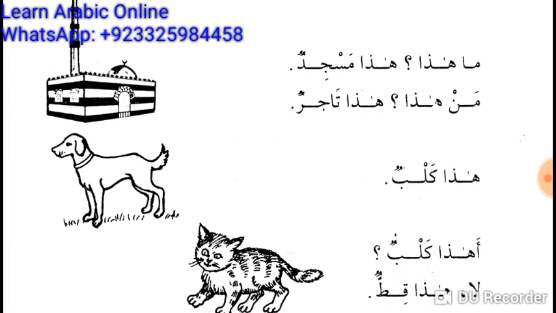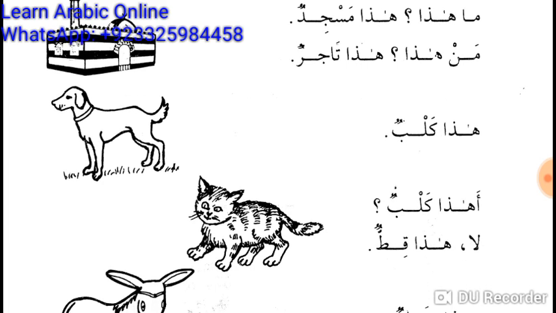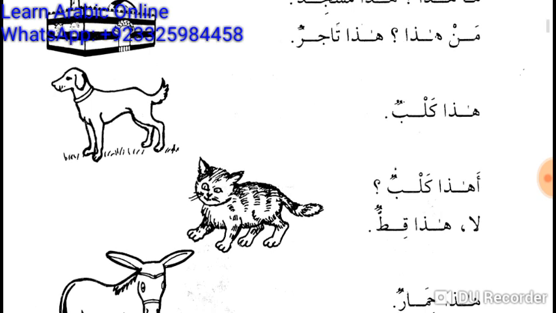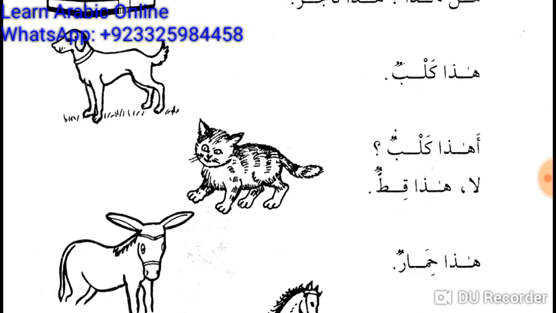Okay. Haza kalbun. What is this? This is a dog. Haza kalbun. This is a dog. Okay. Haza kalbun. This is a dog. Haza kalbun.